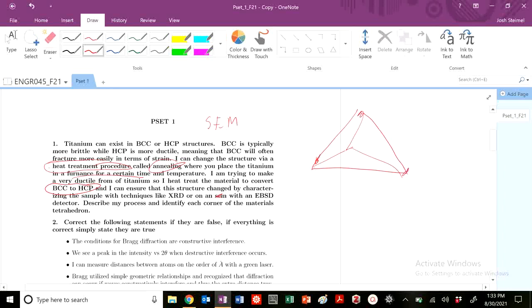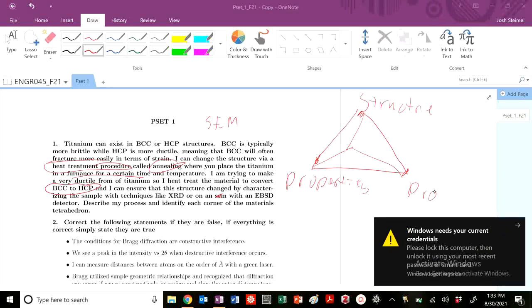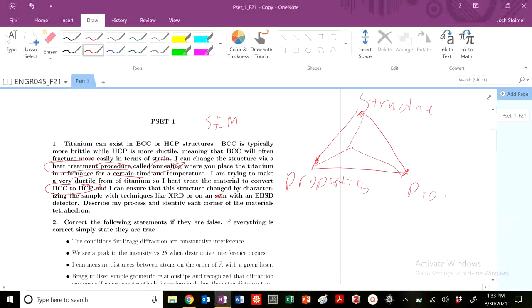So we know in our materials tetrahedron, we've got structure, we've got properties, we've got processing, and now I've got my credential, but I'm not going to do that. Processing, and then we have over here performance. And then in the middle, right at the center, that's us. So we are doing the characterization and all that other good stuff. Characterization, modeling, experiments, all us.